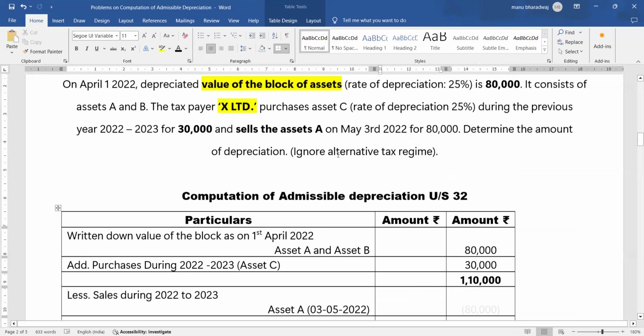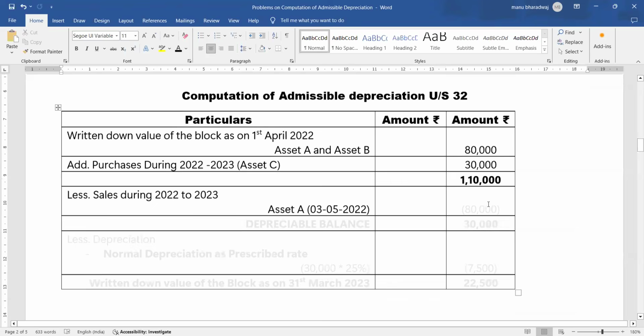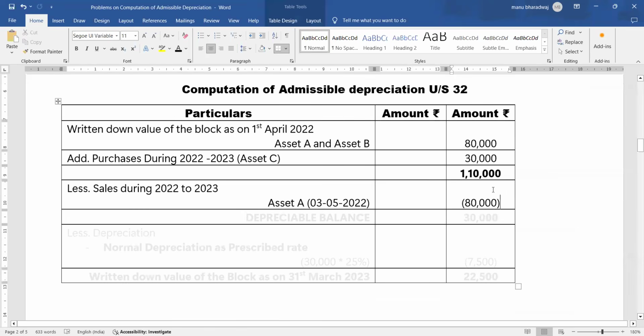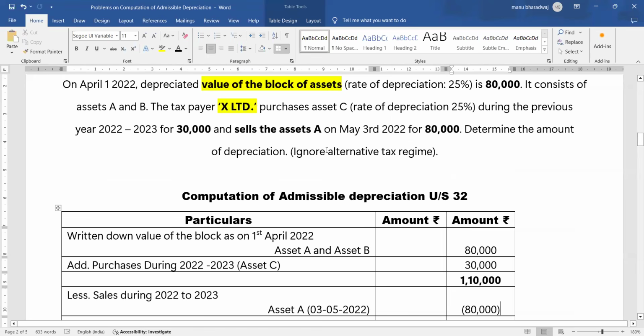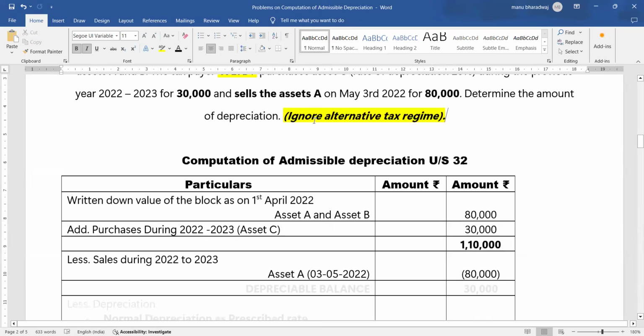On what value has he sold the asset? He has sold the asset for 80,000. So that sale of 80,000 should be reduced. Determine the amount of depreciation. Ignore alternate tax regime. What does this alternate tax regime mean? I will let you know in future problems. Now, need not bother. They have told us to ignore.